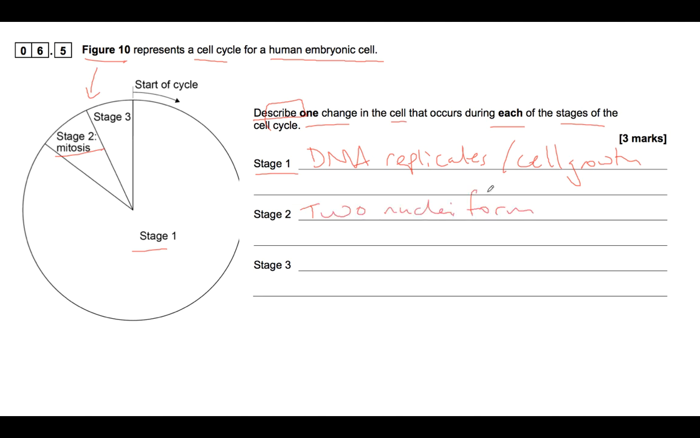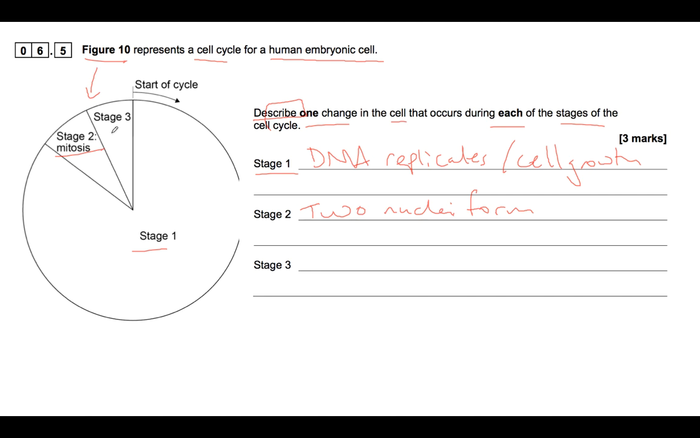Okay. You could also say something like the chromosomes lining up in the center of the cell, and then one set of chromosomes get pulled to one side of the cell, and the other set of chromosomes get pulled to the other side of the cell, to opposite sides of the cell. But 2 nuclei are forming during mitosis.